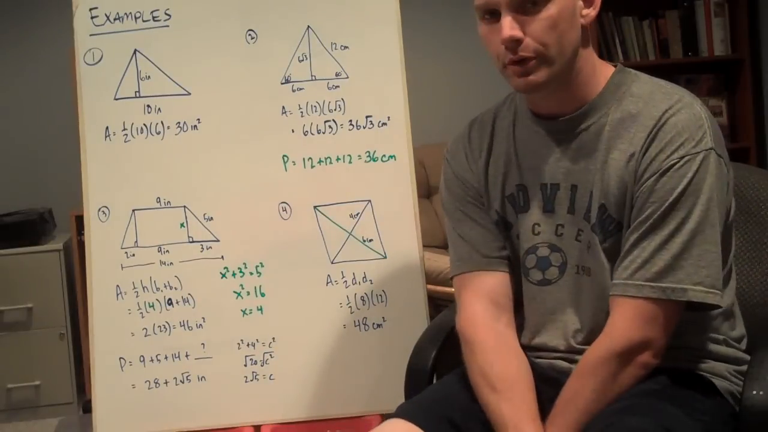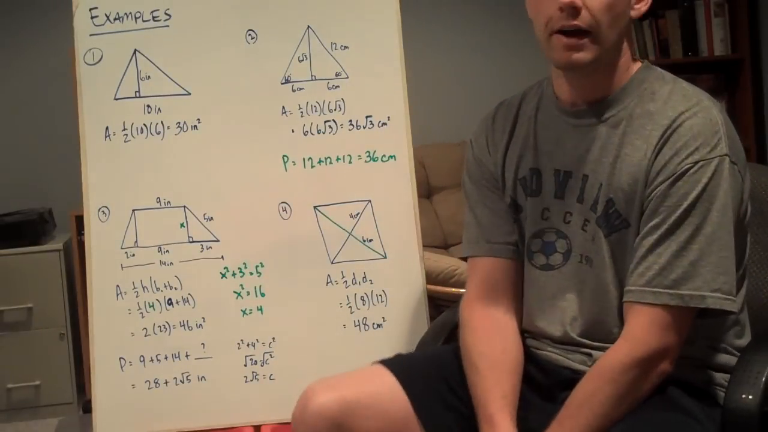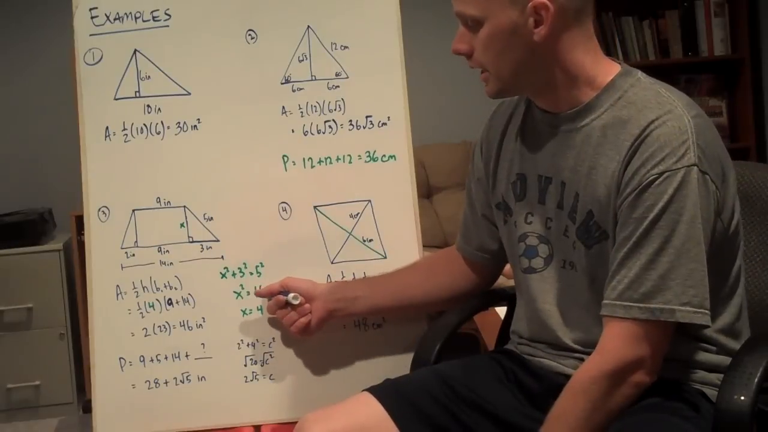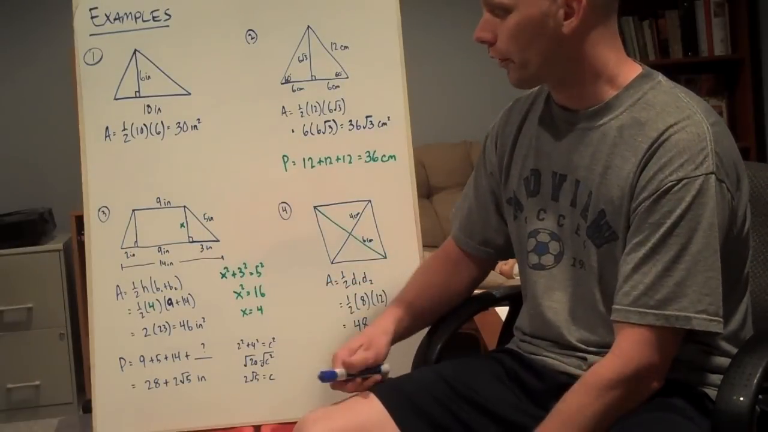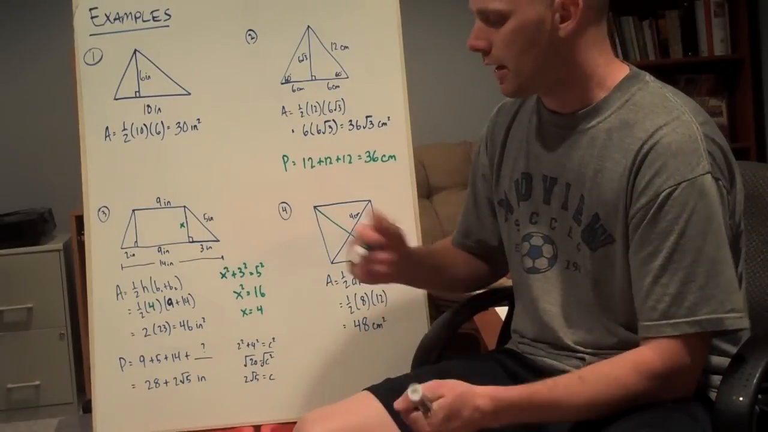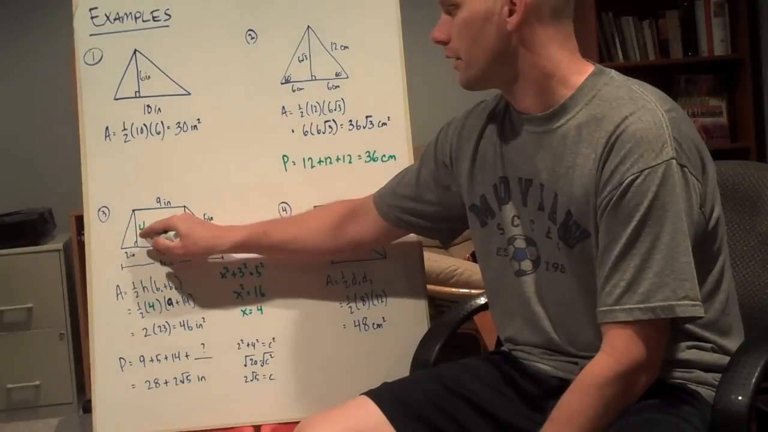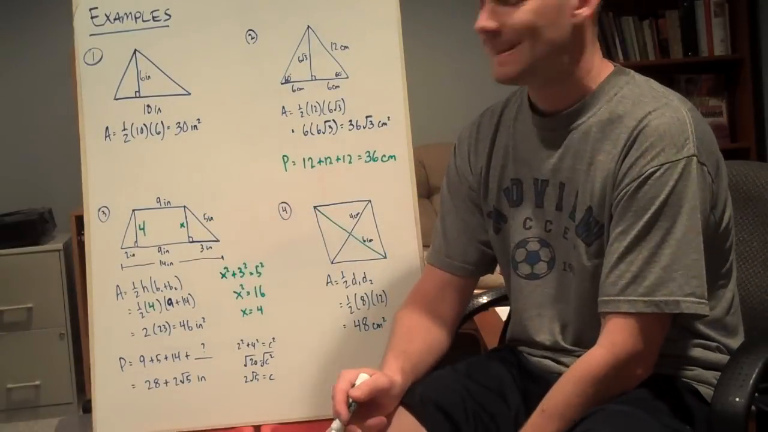So we know that 3 squared is 9. We know that 5 squared is 25. If we subtract, we get 16. Take the square root of 16, we get 4. So the height of our trapezoid is going to be 4 inches.